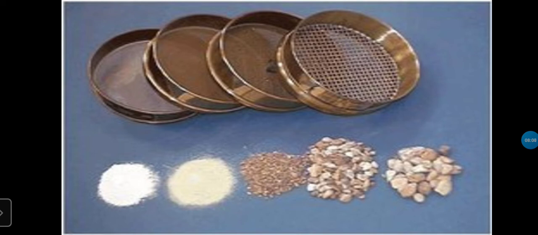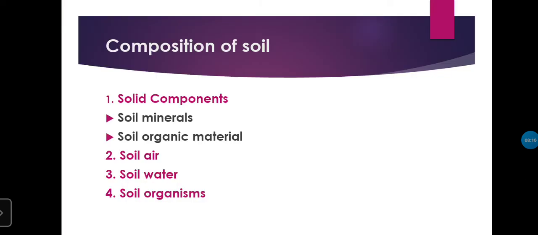Now I am going to give you an important point. Sandy soil can be converted to loamy soil by adding organic materials in suitable amounts. Okay, that is extra knowledge for you.